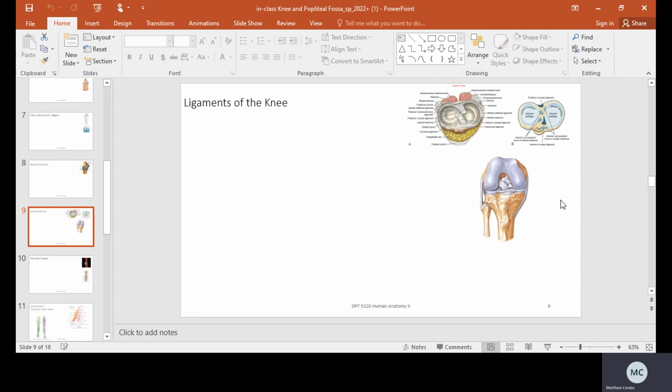Okay, Pes Anserine is made up of three muscles. What are those three muscles? Gracilis, semitendinosus, and sartorius, right? Okay, that last one seemed to get to you. Okay, that's okay. All right, sartorius is innervated by what? Femoral nerve. L2, L3, right? Gracilis is innervated by what? Obturator nerve.